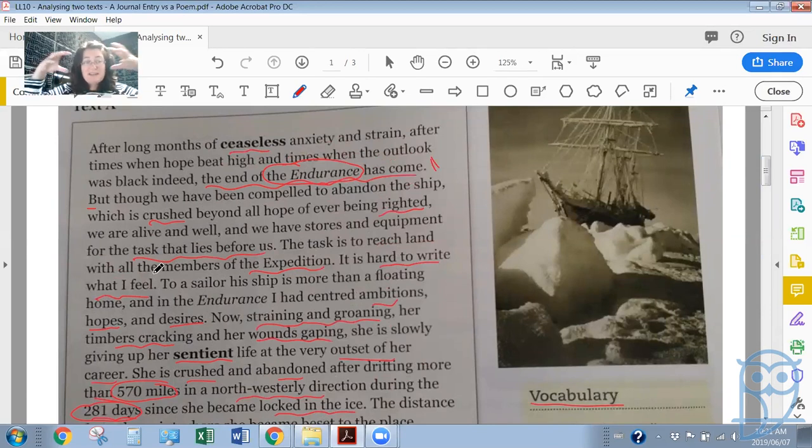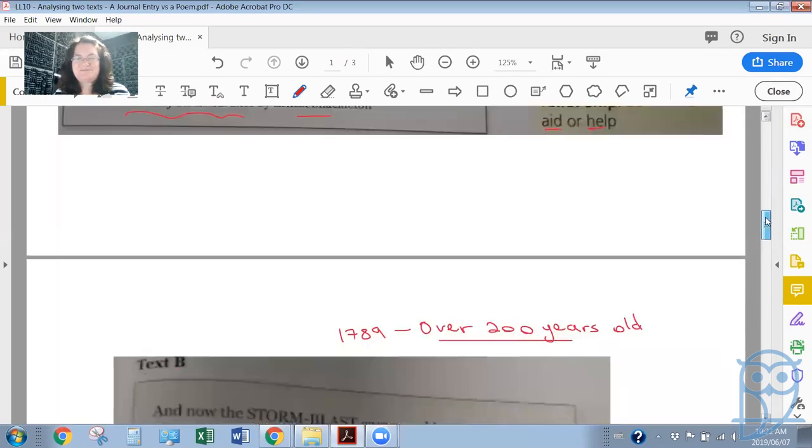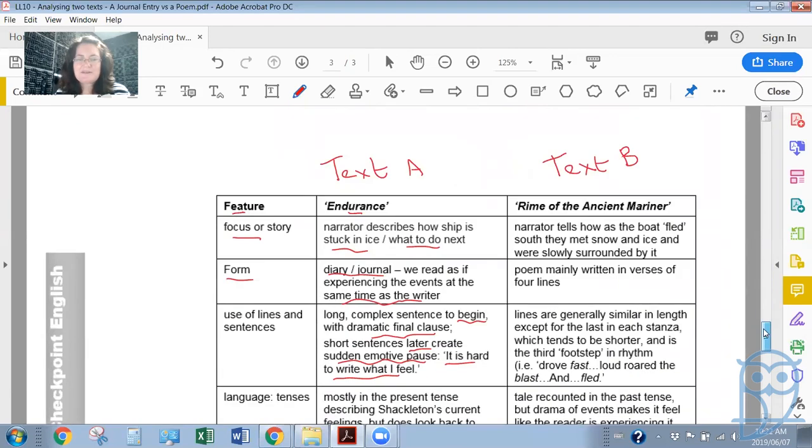Now he must focus on the now. How is he feeling now? And then he explains why it's so hard, because it wasn't just a ship or a home to him. It was more than that. It was about realizing his hopes and his ambitions. All right, so let's come back down to the table.